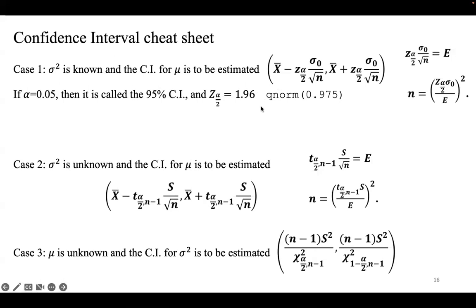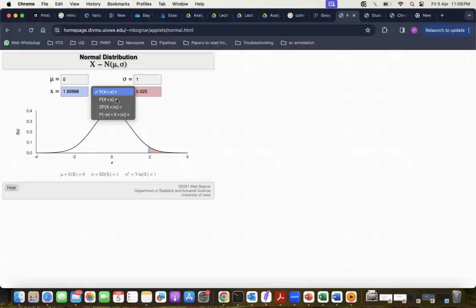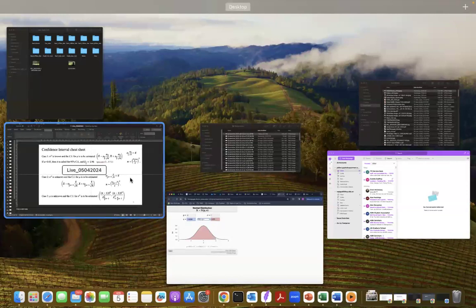And you can also find it like this. In R Studio, if you do a qnorm of 0.975, that will also give you 1.96. It's the same thing, because what qnorm is doing is it's actually computing up to this point, right? So same thing, CDF, right?